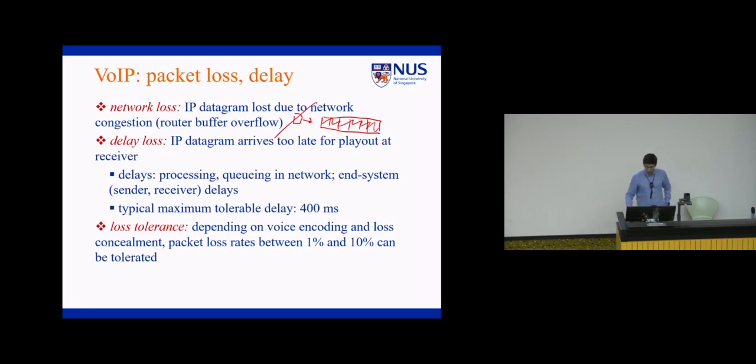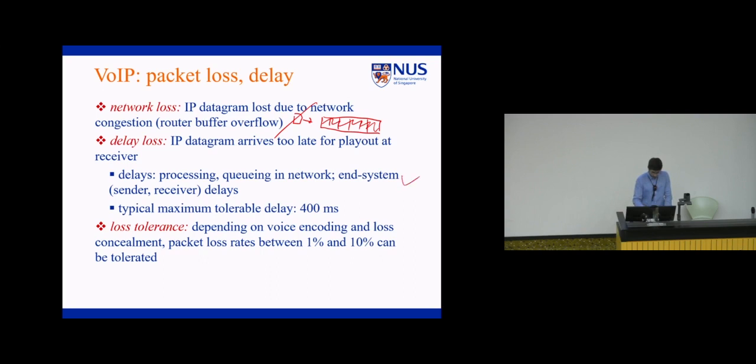So that's why usually we use UDP for voice over IP, because the retransmissions in TCP are unnecessary and unnecessarily congest the network. But still, if you want to build a voice over IP application with retransmissions, you can still build that on top of UDP in the application layer. So this was about delay loss.